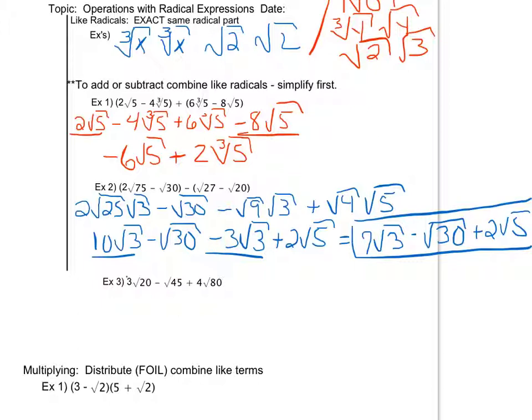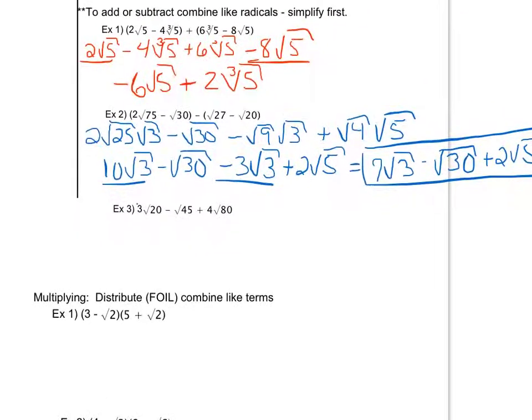Looking at one final example with adding and subtracting, notice that in example 3, I don't have any parentheses, so I don't have to worry about doing any kind of distributing or whether or not I can drop parentheses. I do have to worry about simplifying my radicals though. 20 has a perfect square of 4, so I'm going to rewrite this as 3 square root of 4 square root of 5, minus 45, which is square root of 9 square root of 5, 80, which is square root of 16 square root of 5.